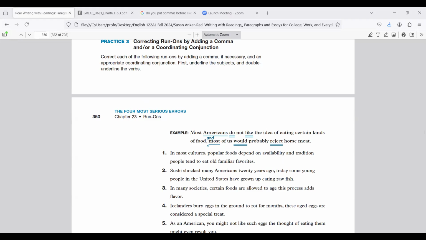And so, what relationships do these have? So people tend to eat their own favorites? Yeah, could be it. Because as a result, yeah, that works. And always works. So it's just an addition. And people tend to eat their old familiar favorites.